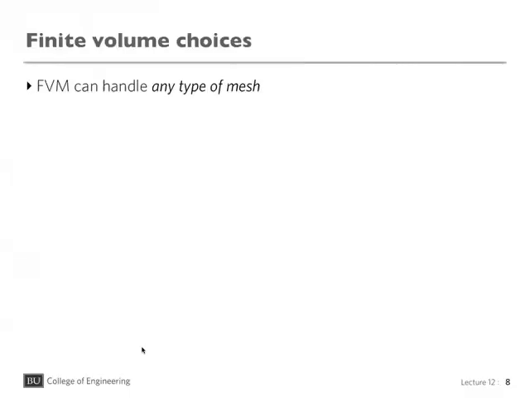So let's look at the choices first that we have in terms of this first ingredient, which is the discretization. We already said that the finite volume method can handle any type of mesh, and so there are a variety of ways in which we can relate the control volumes that we're going to use to apply the conservation laws to a mesh, to a set of lines and points that we can construct. So we can have, for the same mesh, different definitions of the control volumes.